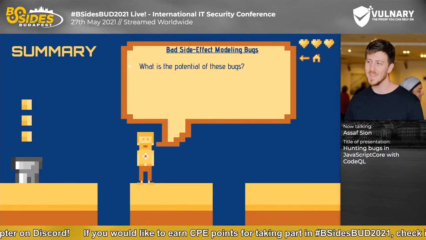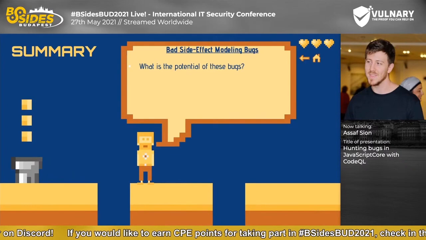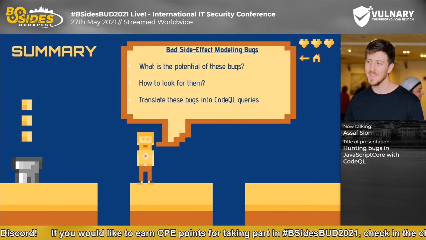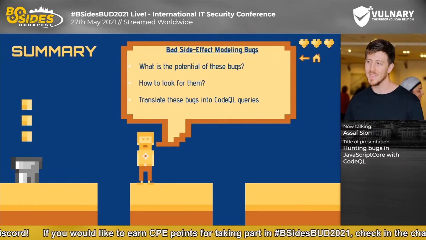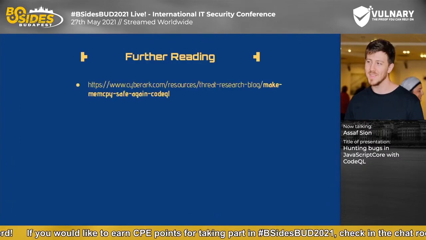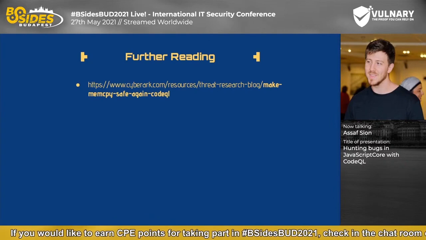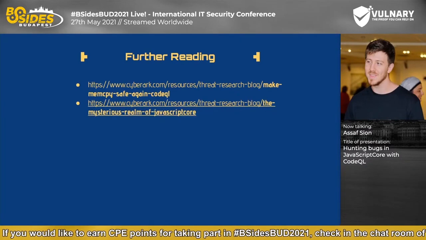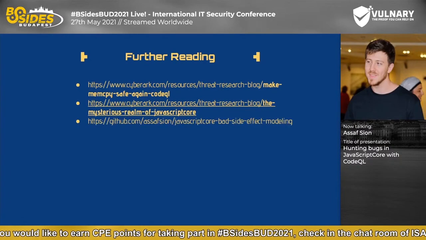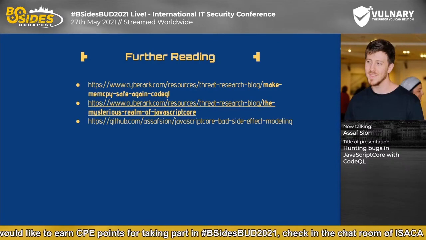And finally, we've talked about bad side effect modeling bugs. What is the potential of these bugs? How to look for them, and how to translate these bugs into CodeQL queries. If you're interested in further reading, you can of course read the blog post that I posted that talks about CodeQL in more detail, and then of course the blog post that I posted about the mysterious realm of JavaScript core, and the GitHub link to the query itself.